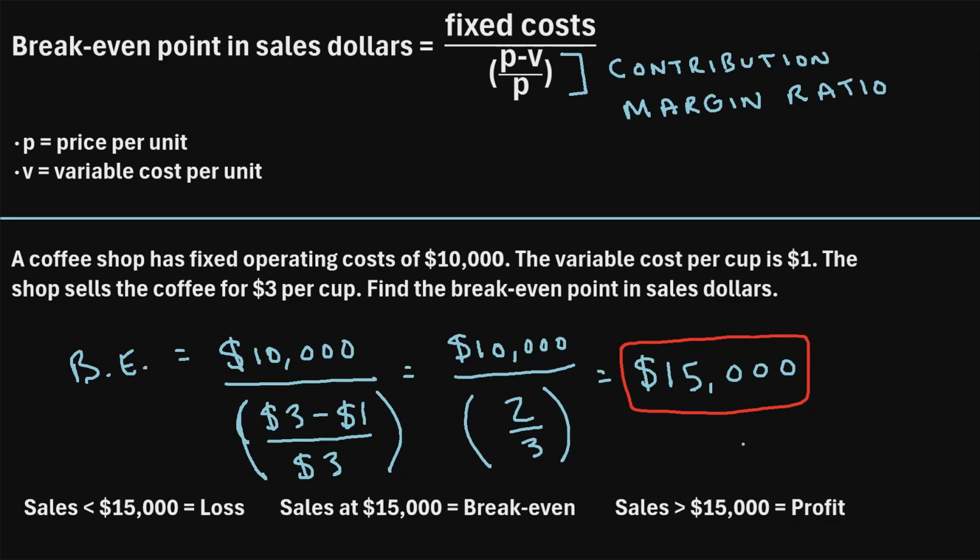So that's what we mean when we say we're calculating a break-even point. It's the point where the revenue is exactly equal to the cost. So as soon as you surpass $15,000, that's when you can start making a profit.